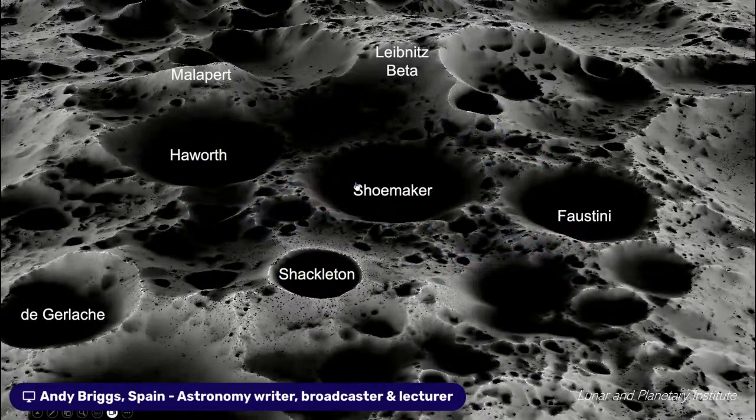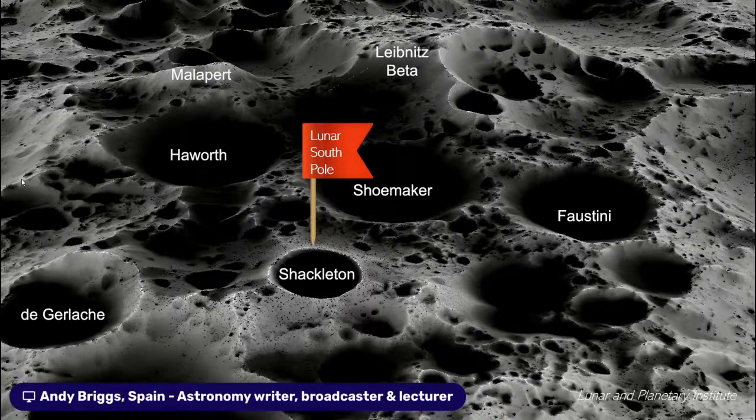Now, the actual lunar South Pole is in a very not obvious position. This is looking at the area of the lunar South Pole. And the lunar South Pole is actually exactly here on the rim of a crater called Shackleton, named after Ernest Shackleton, of course, the famous British explorer. The lunar South Pole is literally on the rim of the crater. And the Shackleton crater is 21 kilometers wide by 4.7 kilometers deep. But we've got some bigger ones around it.